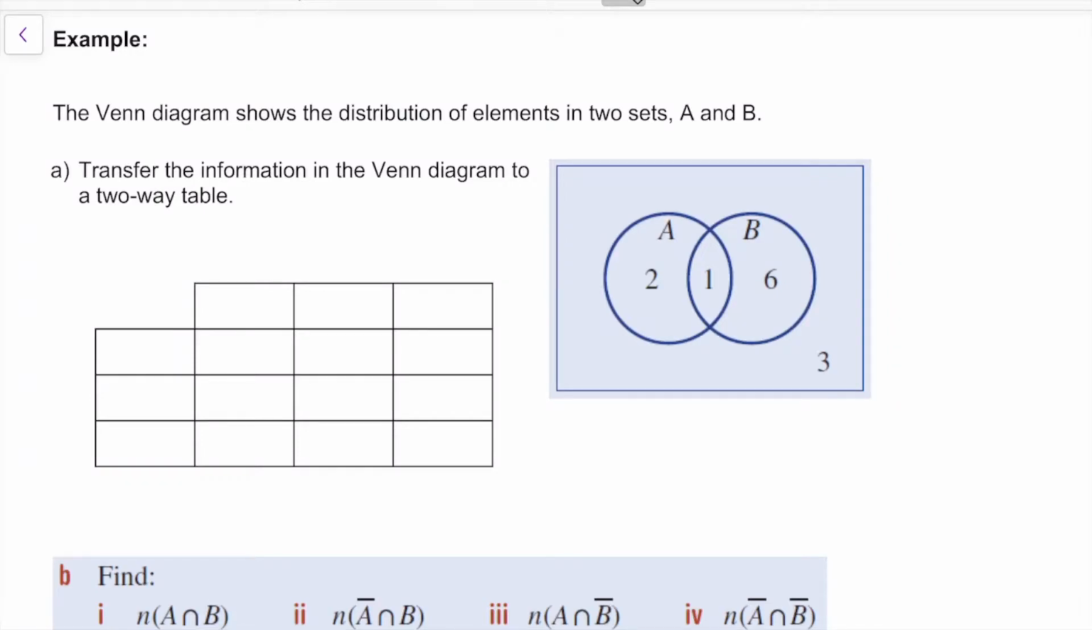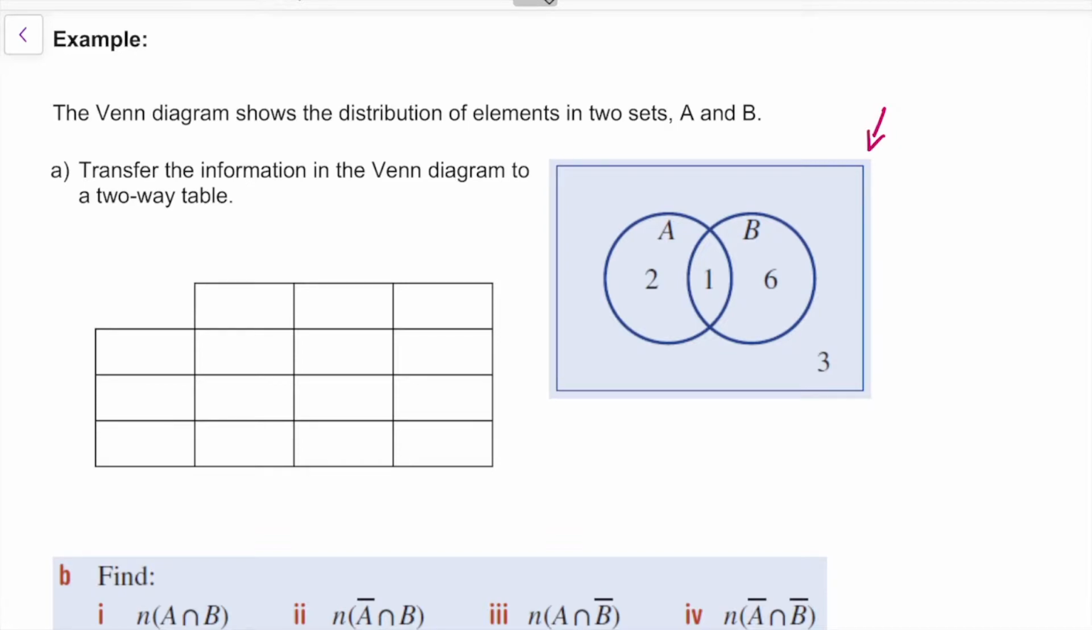Okay, in this video we're going to run through an example of how we can match up a two-way table and a Venn diagram and then find some information about it. So first of all, let's have a look at our Venn diagram. We have that over here. So there's our Venn diagram.